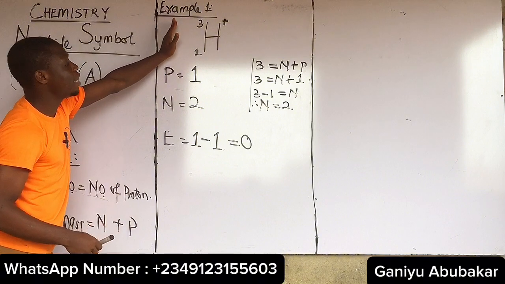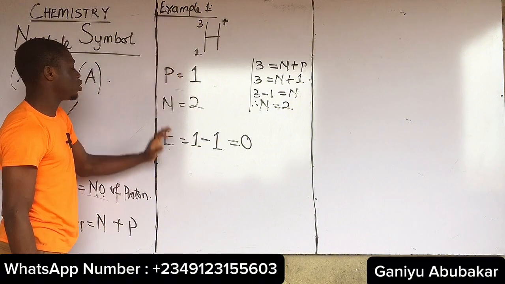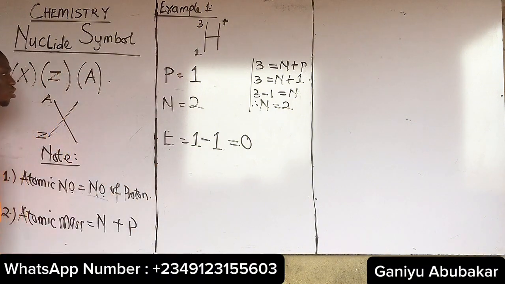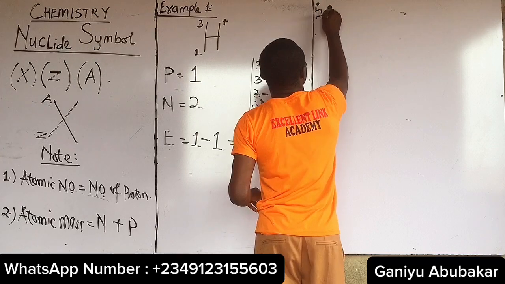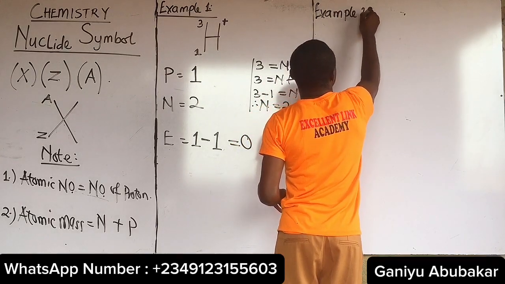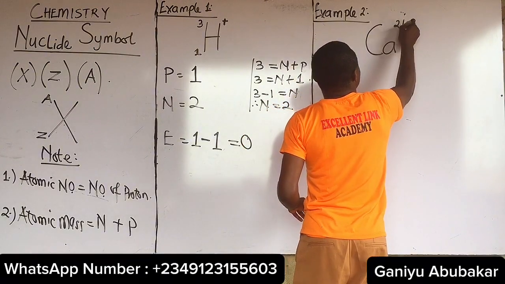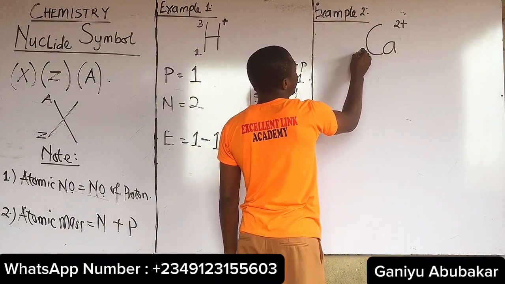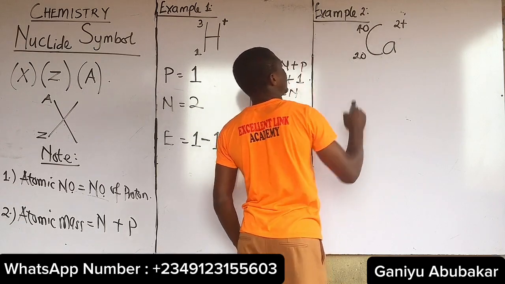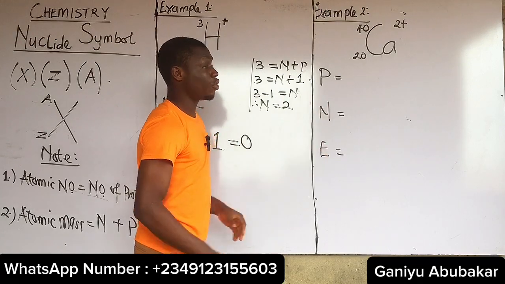So for this one here, the total number of proton is 1, the total number of neutron is 2, and the total number of electron is 0. So this is how to calculate the total number of proton, neutron, and electron in an atom of an element. Let's take example 2. Let's say I have calcium with a 2 positive charge, plus 2, atomic number 20, mass number 40. So let's get the number of proton, neutron, and electron here.